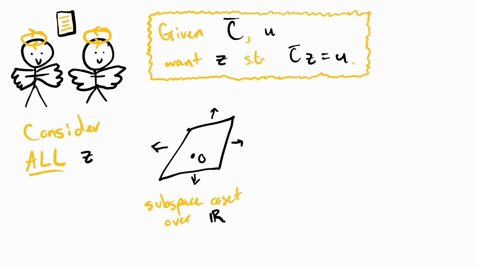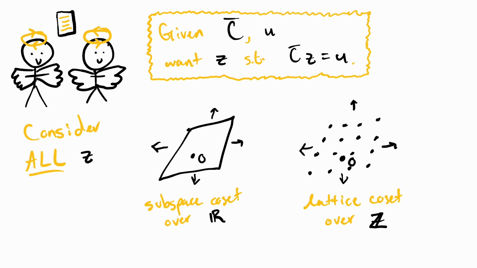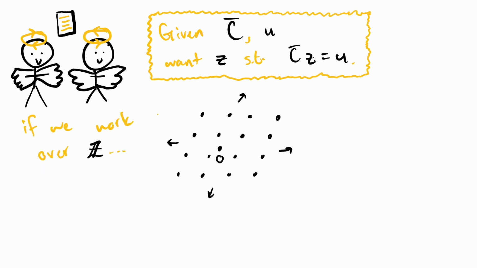If we're working over integers, then it will look like a bunch of discrete points, which we call a lattice, which has been shifted away from the origin as well. In particular, the harder version of the problem will be done with the integers. So suppose that all of our entries are working over the integers.